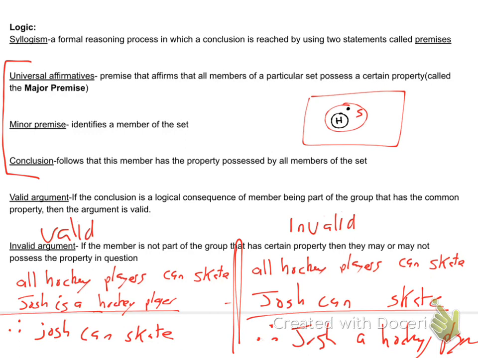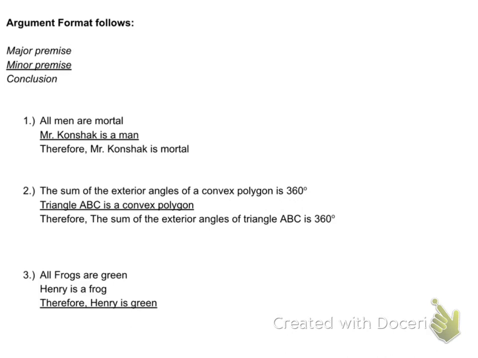So, I want you guys, on the next slide, to identify valid or invalid arguments. Here we go. Notice up here, I have major premise, minor premise, conclusion. Number 1, all men are mortal. Mr. Konchak is a man.